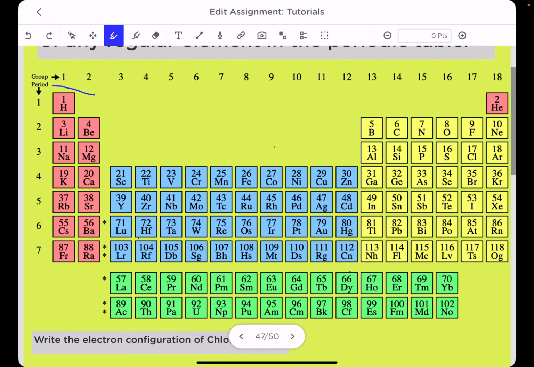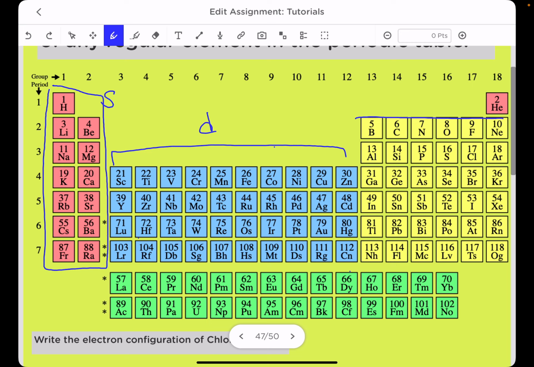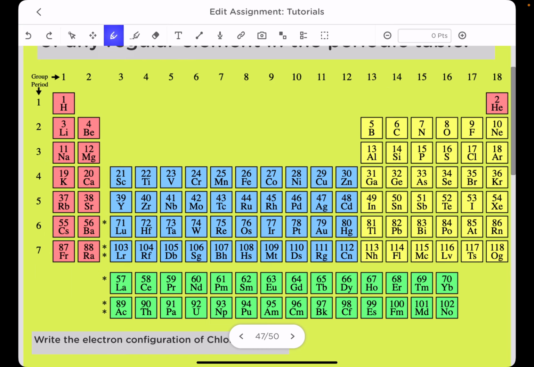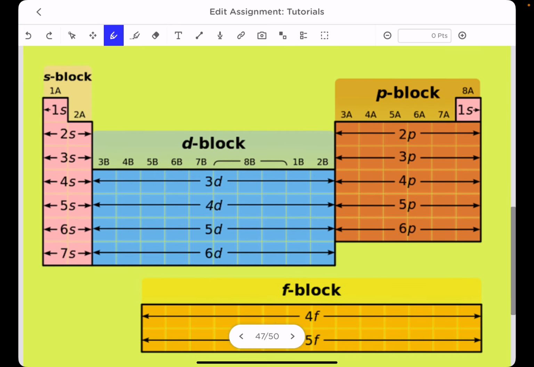You need to know that the area over here is the area of S block elements. The area over here is the area of D block elements. Over here, except the helium, is the P block element. This one is for the S. And the area over here is the area of the F block elements. What does that mean? I'm going to show you this figure over here.